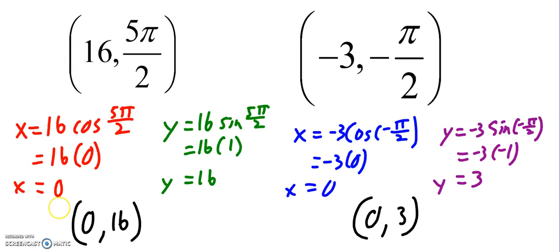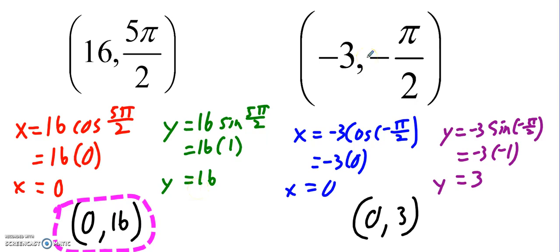So for the first one here, hopefully you ended up with the point (0, 16). And how do we get that? Well, we get that because I know x equals 16 cosine of 5 pi over 2. Cosine of 5 pi over 2 is 0, so x equals 0. y equals 16 sine 5 pi over 2. Sine of 5 pi over 2 is 1, so y equals 16.